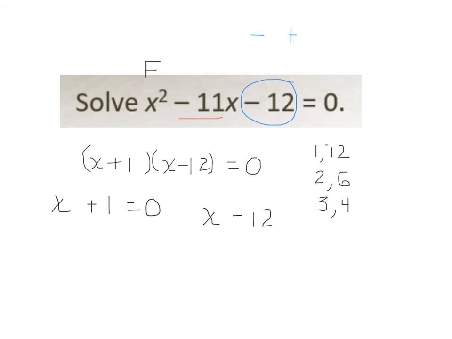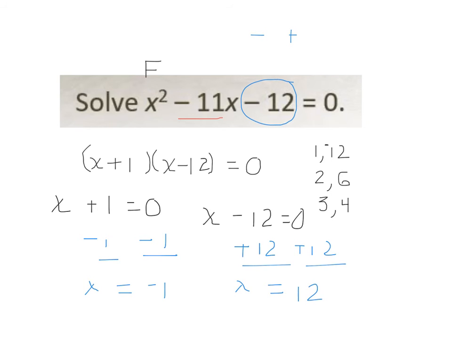And the x minus 12 equal to 0. And we solve. To solve this one on the left, we have to just subtract 1 from both sides. And we get x is equal to negative 1. To solve this one on the right, we'd have to add 12 to both sides of the equal sign. And we get x is equal to 12.